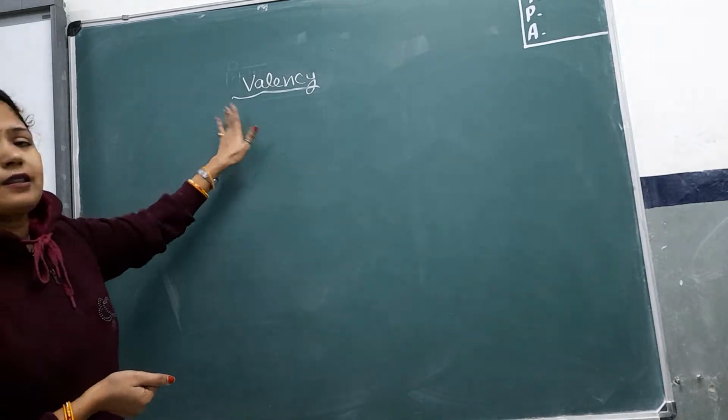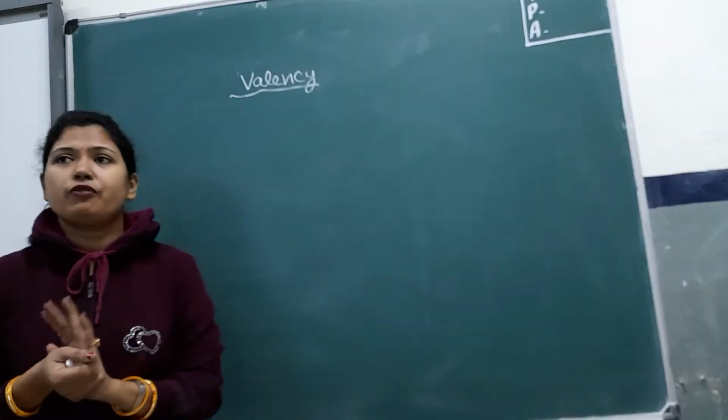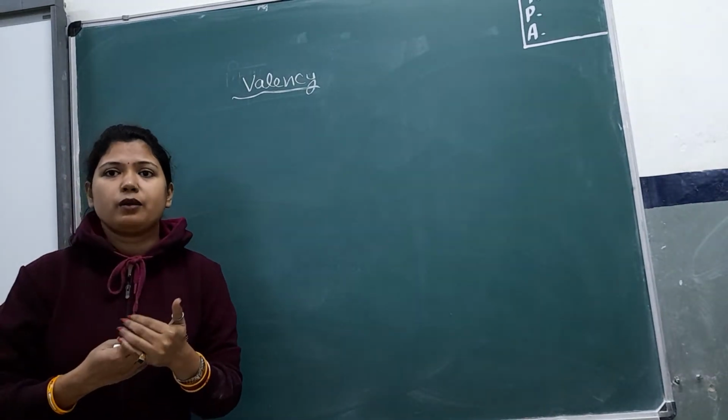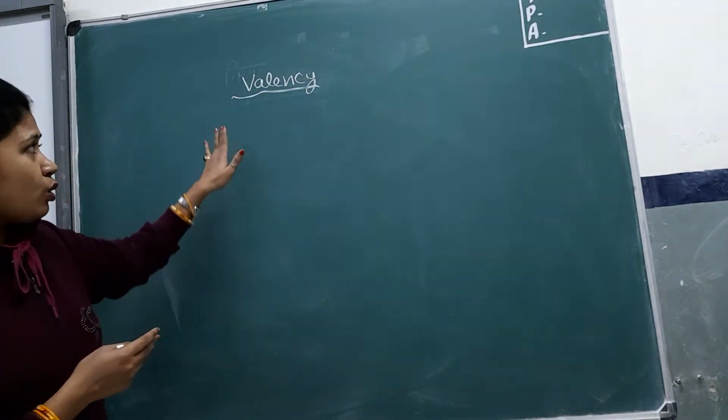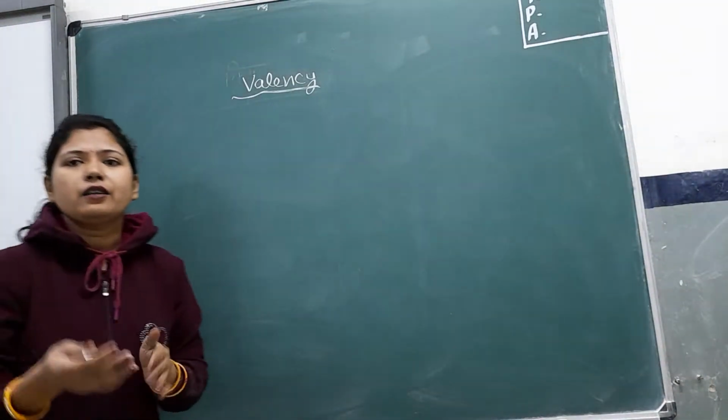Now we have learned about the structure of the atom, the atomic number of an atom, and the mass number of an atom. So our next topic is valency. How can you define valency?